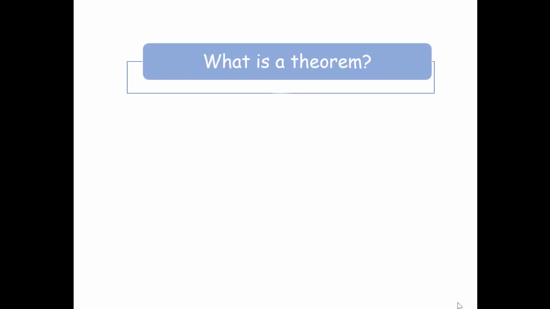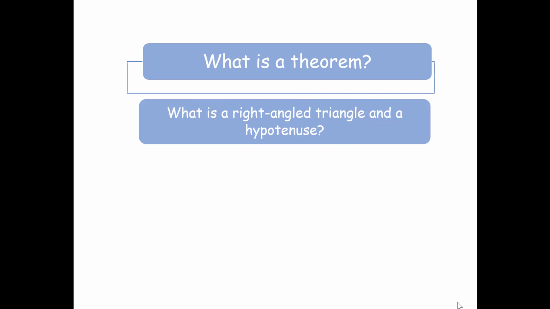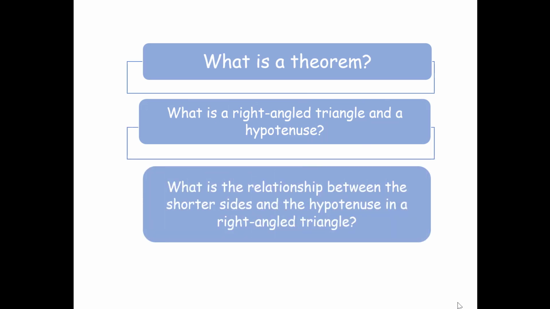In this lesson we learned what a theorem is, what a right-angled triangle and hypotenuse are, and what the relationship between the shorter sides and the hypotenuse in a right-angled triangle is.